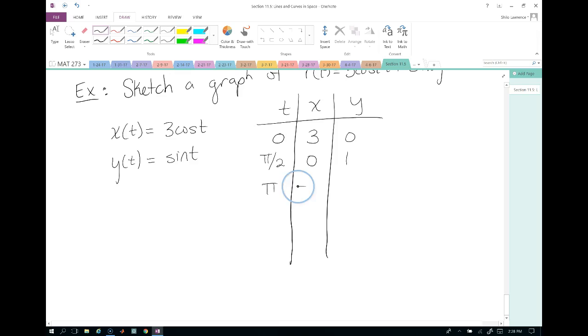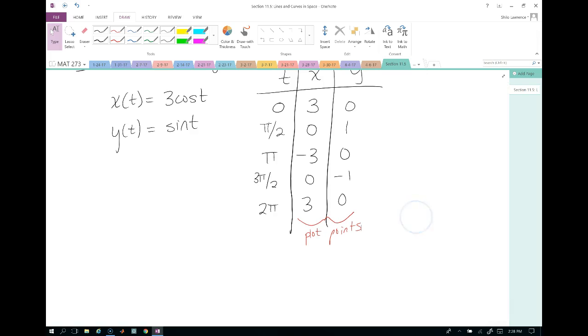3 cosine of pi is negative 3, and sine of pi is 0. 3 cosine of 3 pi over 2 is 0, and sine of 3 pi over 2 is negative 1. 3 cosine of 2 pi is 3, and sine of 2 pi is 0. So what we have here is some points that we can plot. We don't plot the t-value. There's not a t-axis. We're trying to plot this in the xy plane.